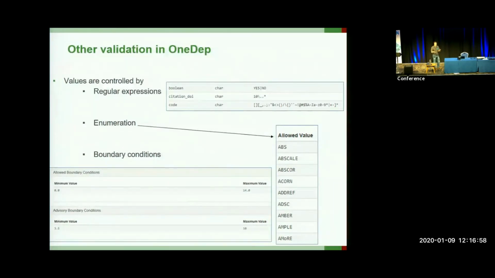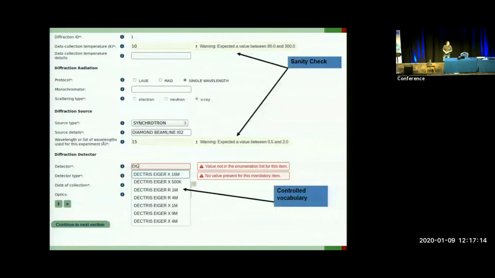We update this frequently. Boundary conditions, and hopefully you can spot this one: pH going from 0 to 14, but we'll warn you if you give pHs outside 3.5 and 10. So we have flexible boundary conditions. On the form, this looks something like this. So here are our sanity check warnings, which tell you when we expect it within a particular range, but you've not violated it. And when it comes to things like detectors, it's a drop-down list, so you can't spell Eiger incorrectly.